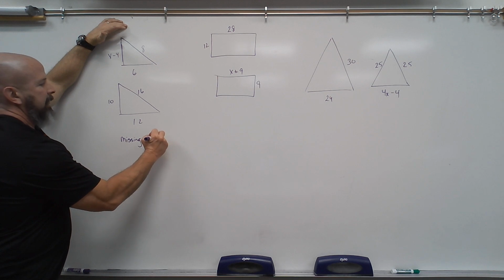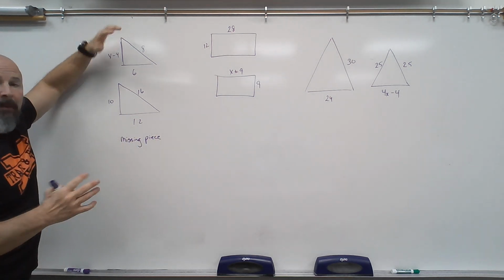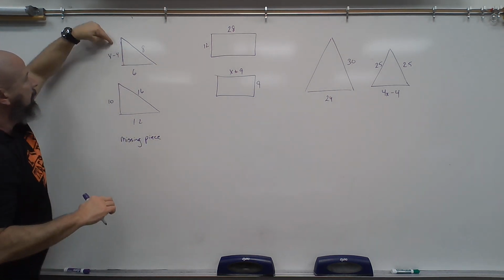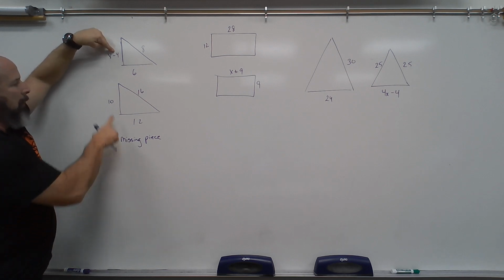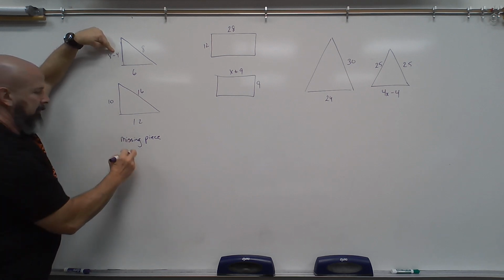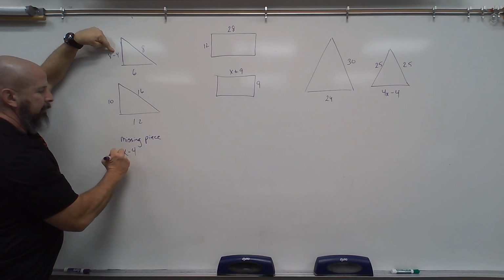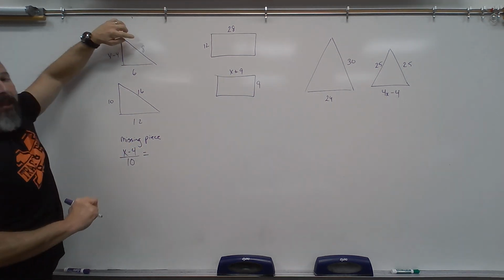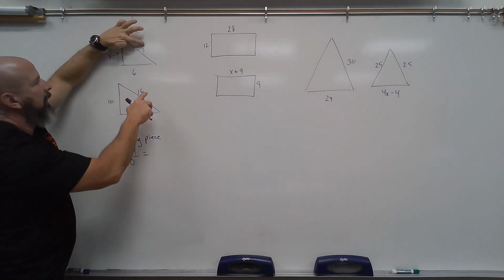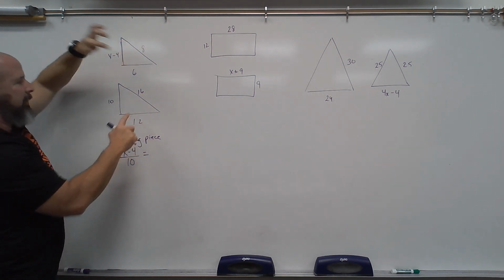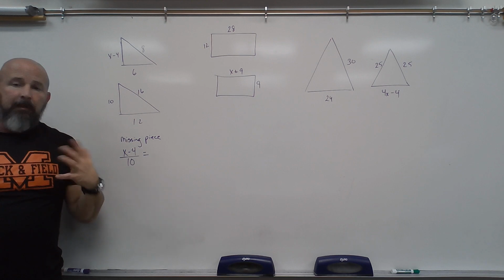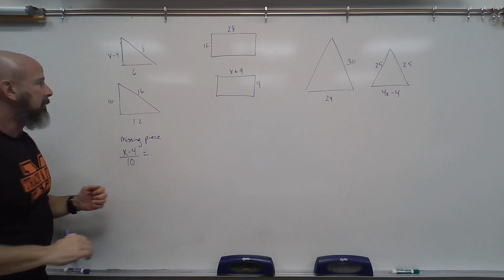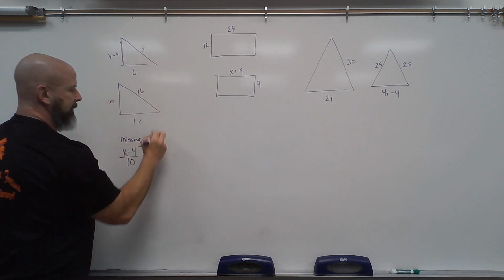I'm going to line my sides up. In other words, meaning I'm going to get my corresponding ones matching up. X minus 4 corresponds to 10. So x minus 4 over 10 equals... Then my other corresponding sides are 8 to 16 or 6 to 12. It doesn't matter which one I use. Okay? I'll just go 8 to 16.